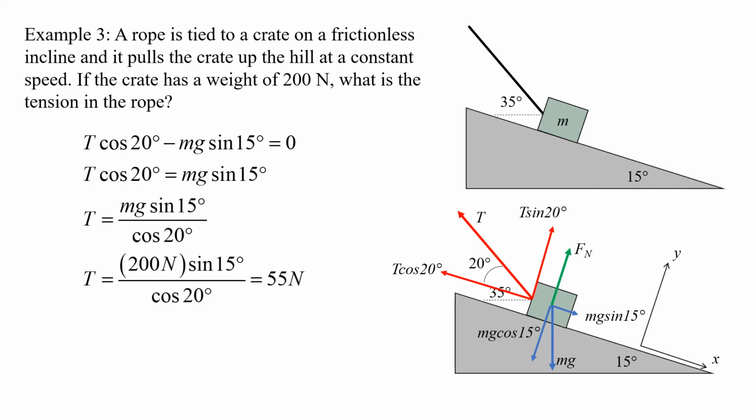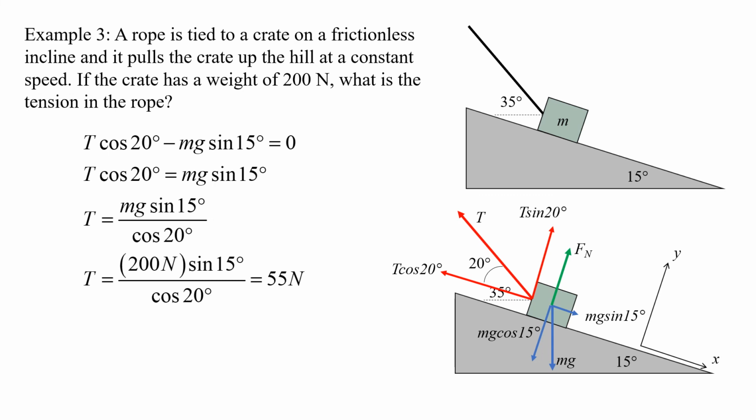All right, so now that we have the vectors and their components, and we know that there is a constant speed or no acceleration, the sum of the forces must be 0. So in the x direction, we have T cosine 20 degrees up the hill minus mg sine 15 degrees down the hill must be equal to 0, or T cosine 20 equals mg sine 15, or T equals mg sine 15 divided by cosine 20.